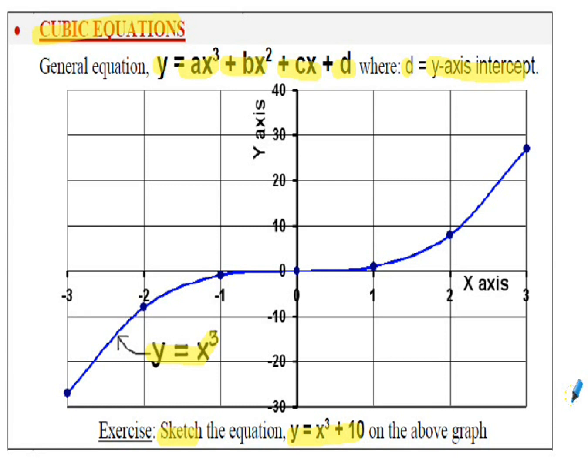I'll let you think about that for a moment. How would you sketch the curve y is equal to x cubed plus 10 on that graph? The solution is shown on the following slide.